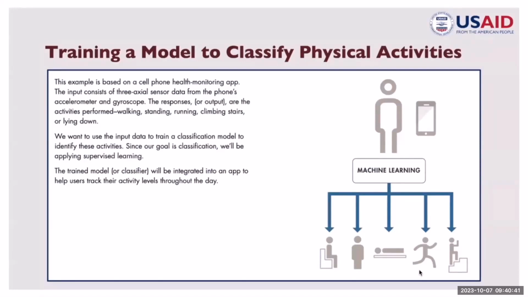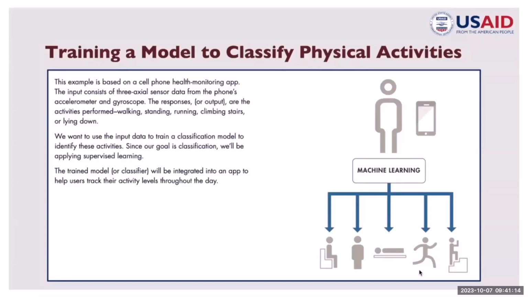Now, in the case of a phone or mobile health monitoring app, the inputs consist of 3-axial sensor data from the phone's accelerometer and gyroscope. The responses, or basically our output, are the following: walking, standing, running, climbing stairs, or lying down. So basically, we now have an idea of what our dataset structure would be.